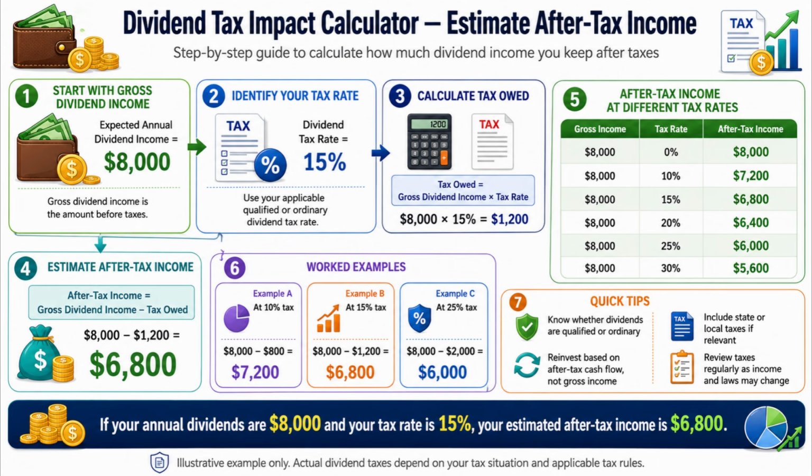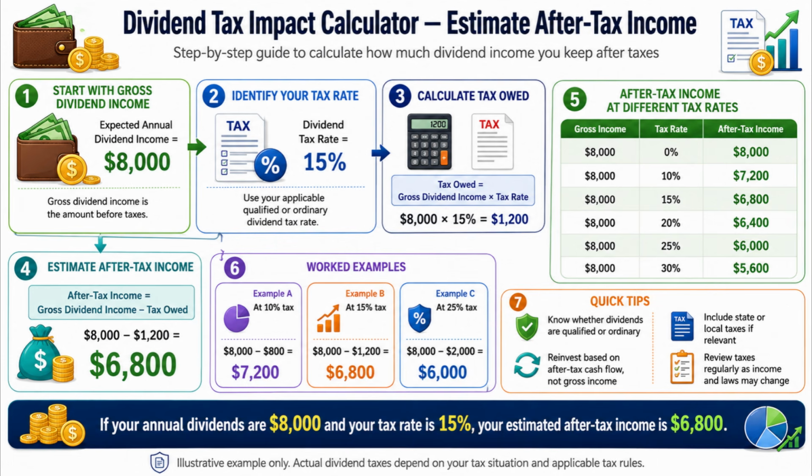After that, we calculate the tax owed. The formula is simple. Tax owed equals gross dividend income multiplied by the tax rate. So, $8,000 multiplied by 15% equals $1,200.